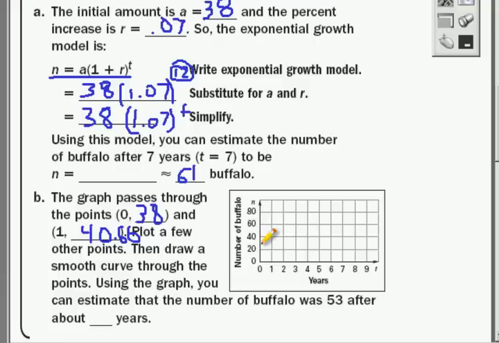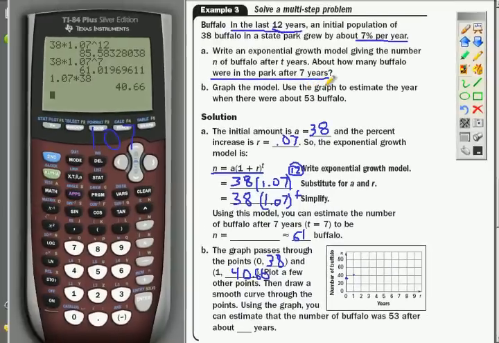So we have 0 and 38. Looks like it's about right there or so. And we have 1 and 40.66 right there or so. And so as you graph this thing, you got to be very careful. This is going to be an ever so slight graph. I don't know that I would pick these 2 years so close, because in B it says graph the model, use the graph to estimate the year where there were about 53 buffalo. I don't know that this graph of 0 years and 1 year is going to give me a very good estimate of that.